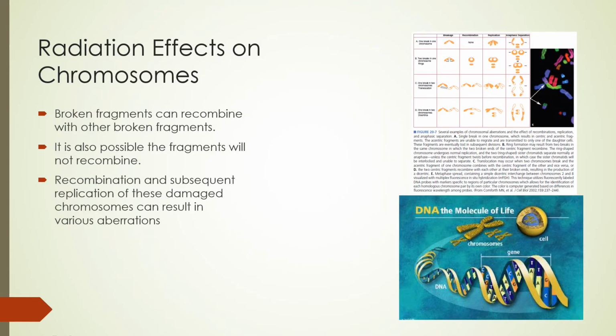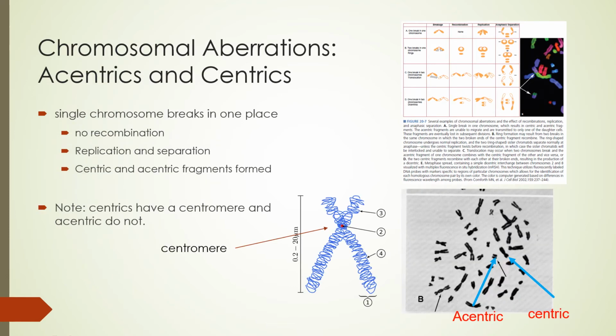When chromosome breaks occur, it is possible for the broken fragments to recombine with other broken fragments. It is also possible there is no recombination of broken fragments. In a group of irradiated chromosomes with broken fragments, recombination and subsequent replication can result in a variety of chromosome aberrations. The type of aberration depends on the configuration of the fragments. The top figure shows different breaks and the resulting chromosome aberrations that are formed. The top photograph and figure show actual chromosome aberrations caused by irradiation of human leukocytes.